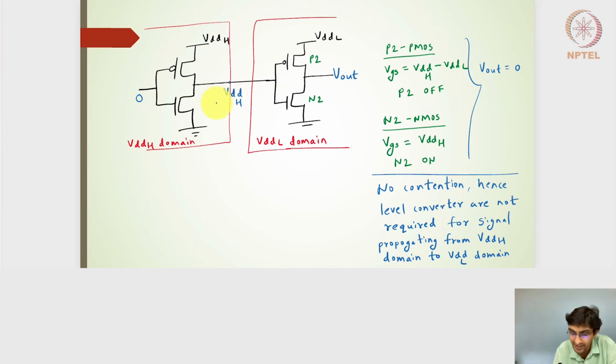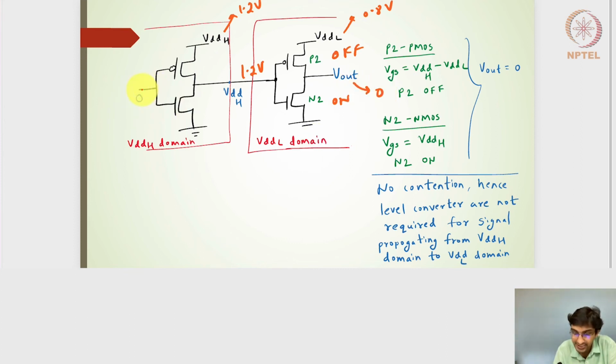In this case, the Vdd-H is passed here. Let's take an example of 1.2 volts, so this could be 1.2 volts and Vdd-L could be 0.8 volts. If it is 1.2 volts at the input, the PMOS will be off. So I will have N2 on and Vout connected to ground, so it will be 0. So a 0 is passed here and a 0 is the output of the second inverter. So there is no contention here because we are getting a 1.2 volts here.